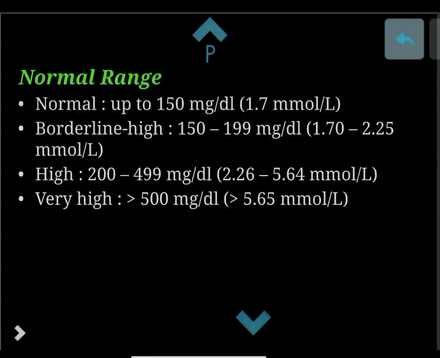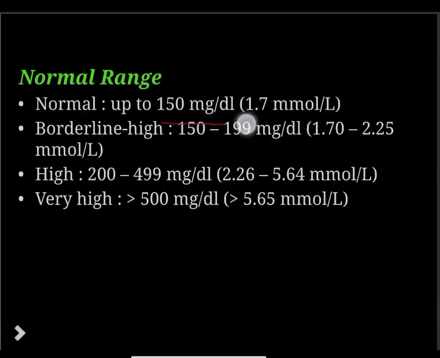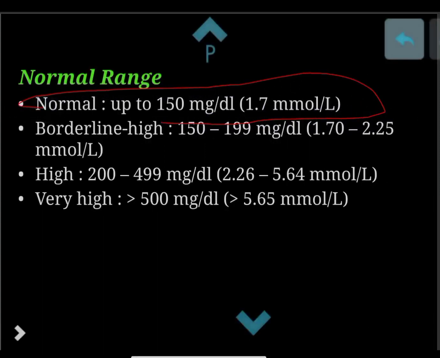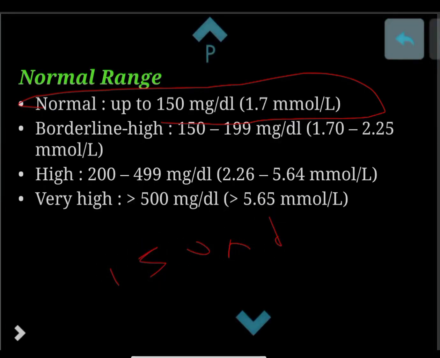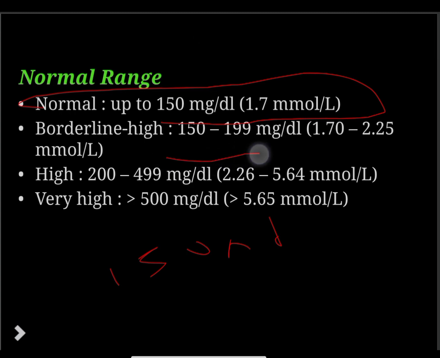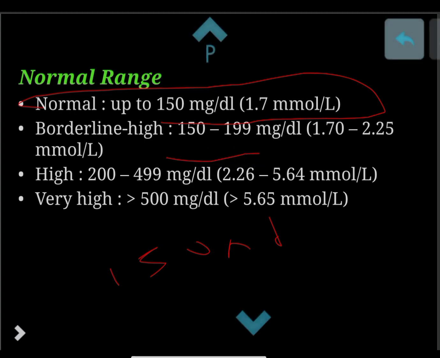So you know, the normal range is up to 150 mg per deciliter. If a person has more than 150 mg per deciliter of cholesterol, it is called the high or borderline high range. So what is the borderline high range? Above 150 to 199 mg per deciliter is called the borderline high range.